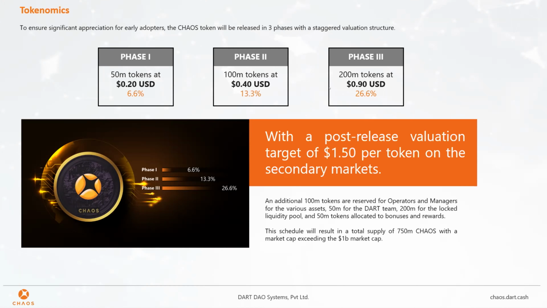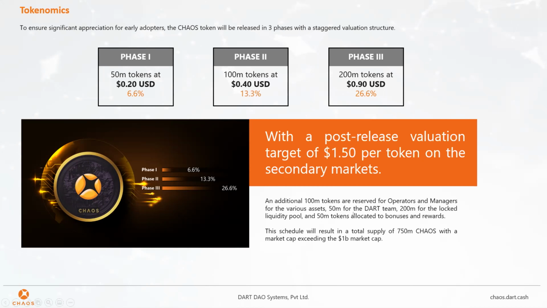The next is, where does the money for buybacks come from? The money for buybacks comes from the Chaos tokens that are held by Dart and by the different operators themselves. So you see this breakdown right here. If you look at this, you see 50 million tokens are held by the Dart team, 200 million are held in the liquidity pool for the platform itself, and then you have 50 million tokens that are allocated to business and rewards.